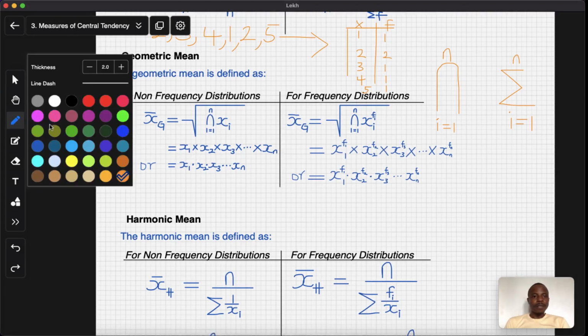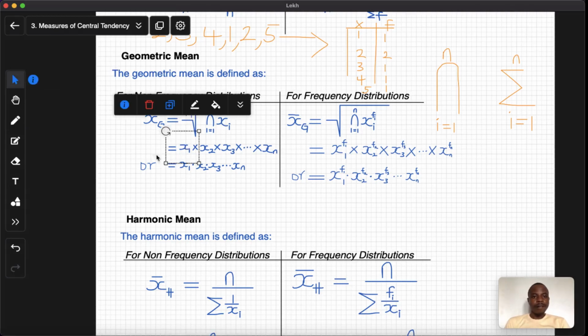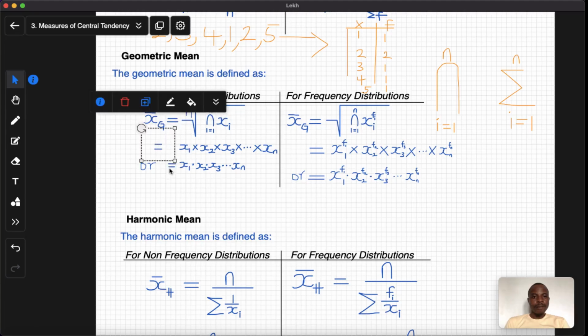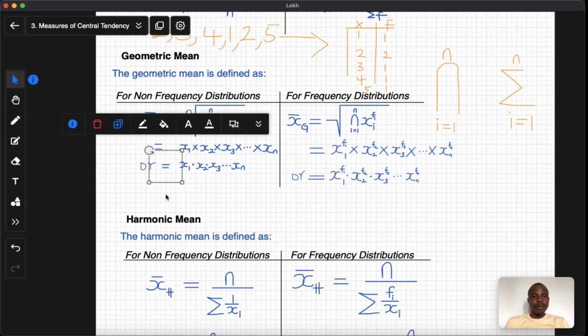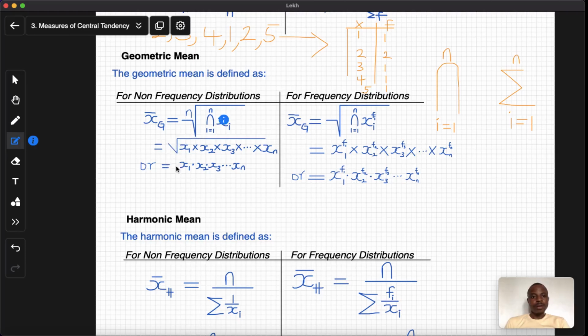There is something that I did not include here. There should be an n here, and here. There should be a root sign here.